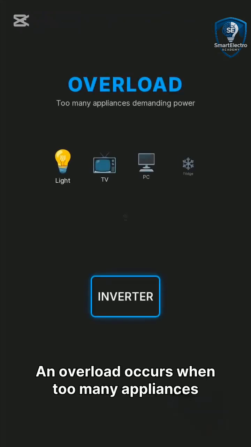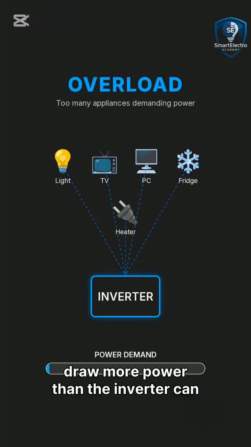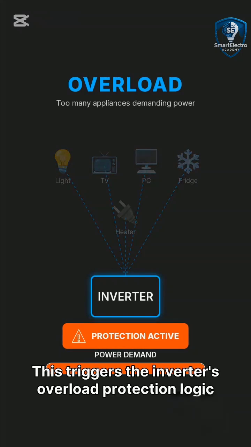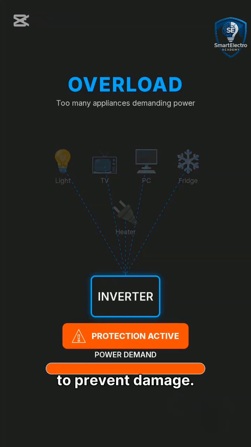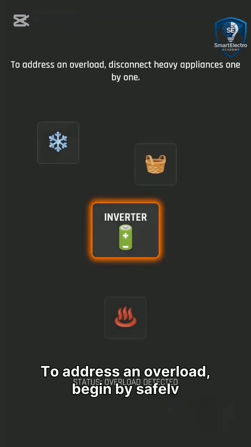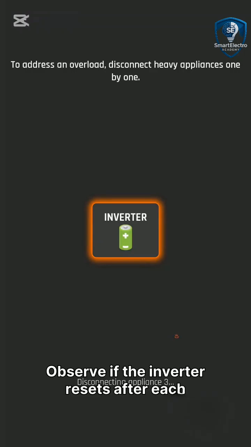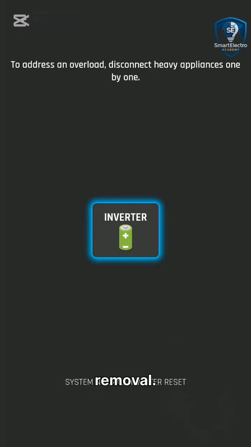An overload occurs when too many appliances draw more power than the inverter can safely supply. This triggers the inverter's overload protection logic to prevent damage. To address an overload, begin by safely disconnecting heavy power-consuming appliances one by one. Observe if the inverter resets after each removal.